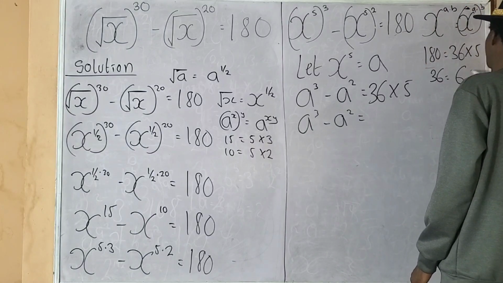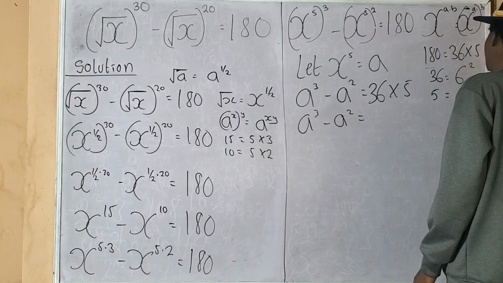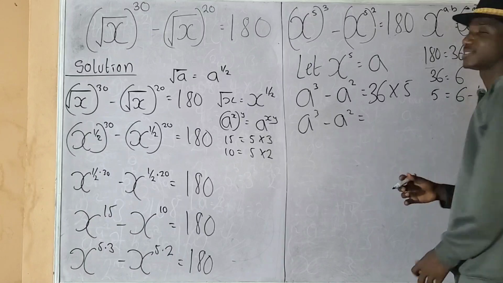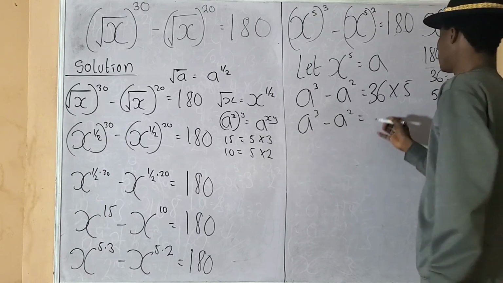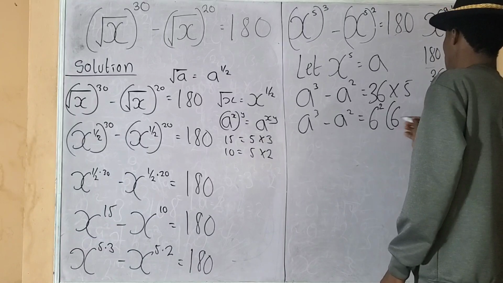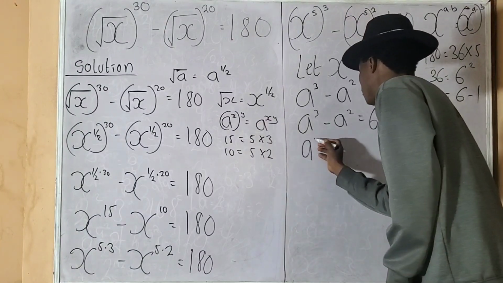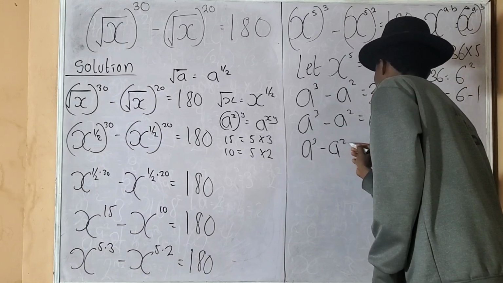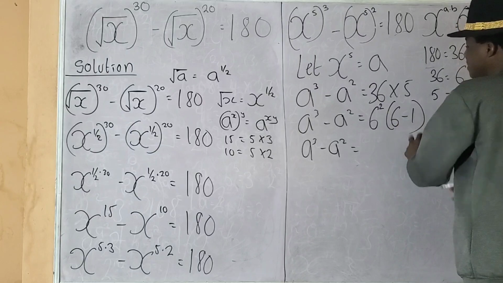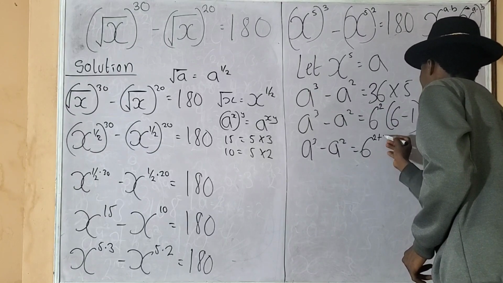36 can be written as 6 raised to the power of 2, right? Also, 5 can be written as 6 minus 1. Is that not it? 6 minus 1 will give us 5. So I'm going to have 6 raised to the power of 2 multiplied by 5, which is 6 minus 1. Do you understand? So we're going to have a raised to the power of 3 minus a raised to the power of 2 equals, now 6 raised to the power of 2 multiplied by 6. That will be 6 raised to the power of 2 plus 1.